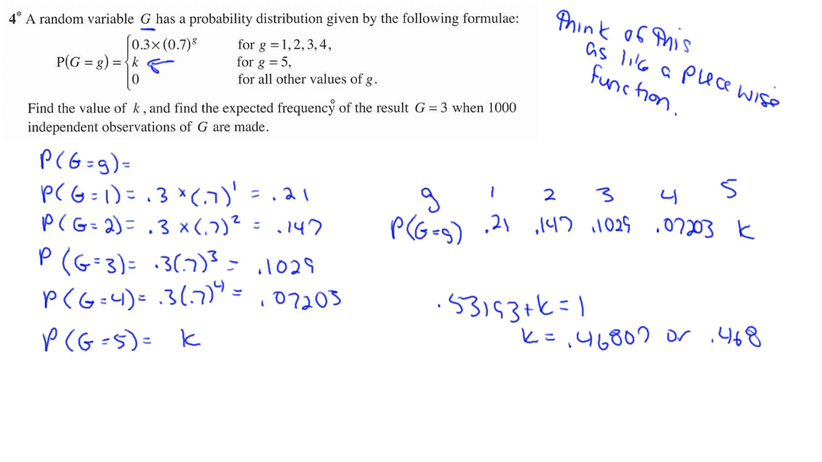The last thing they want to know is how many times I can expect g to equal 3 if I do it 1,000 times. Pause it and see if you can figure that out. Start back up when you're ready. All right, so we have the probability of a 3, and all we've got to do is multiply that times 1,000, and then we get 102.9 or 103 times.